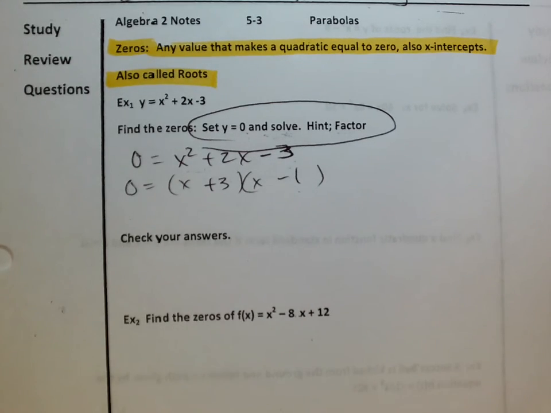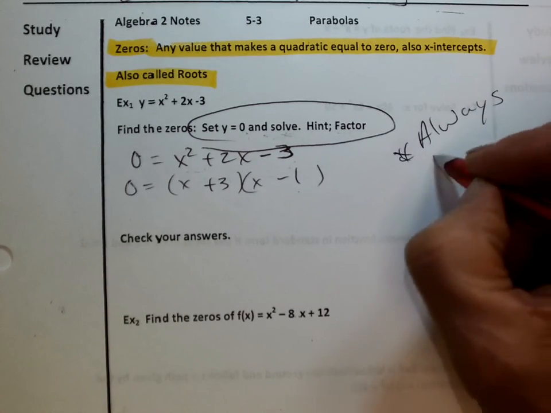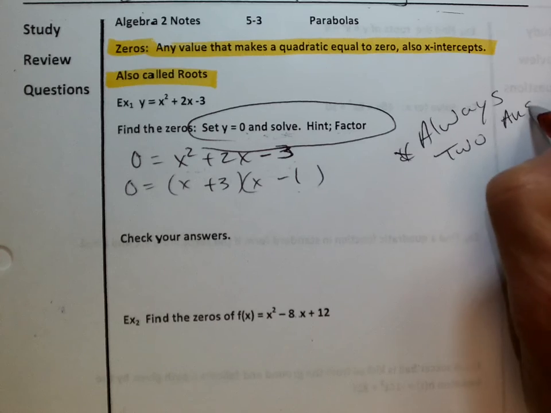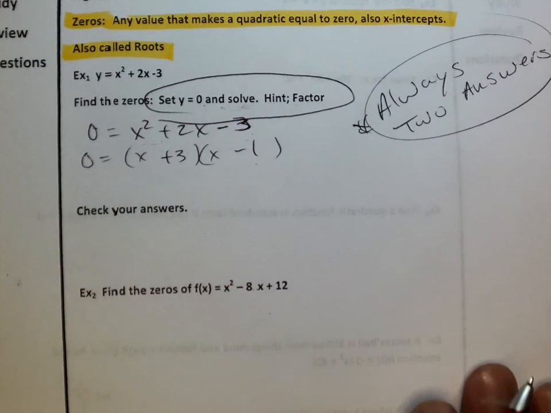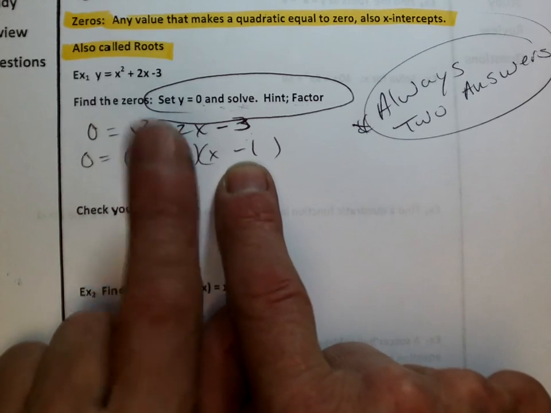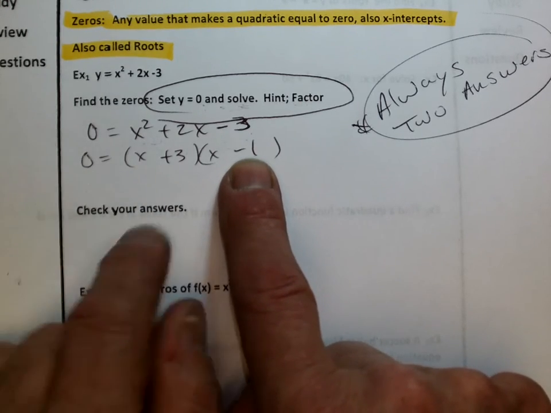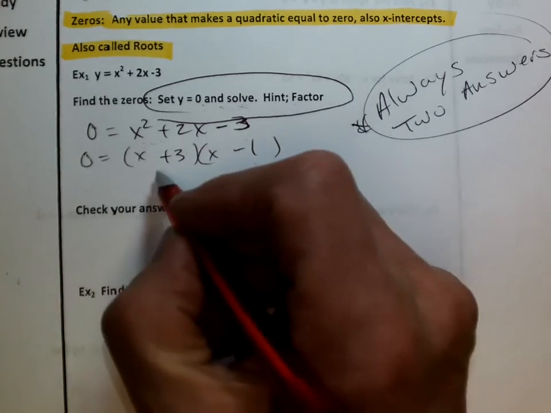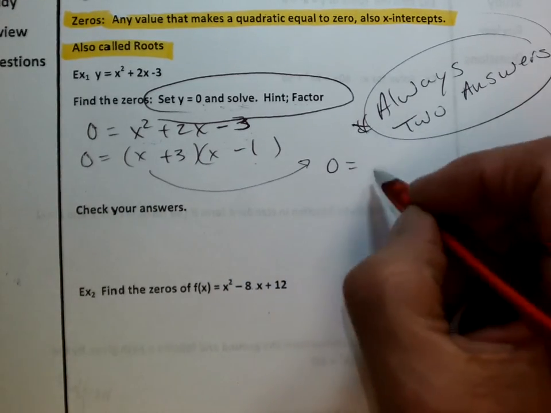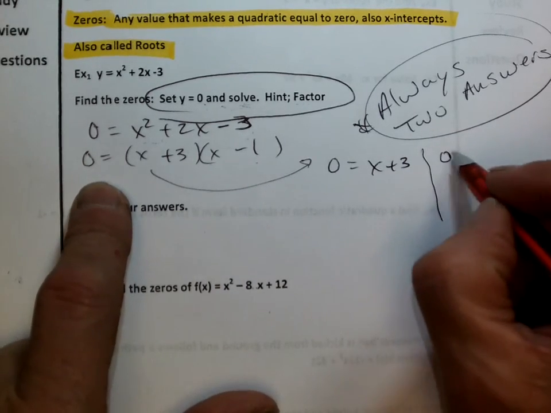Okay, so I've factored it, but I haven't solved it. So here's something I always put down here. Okay, always two answers. Always two answers. Okay, so how are we going to get two answers? It's easy. We've got two little mini equations. Our answers are looking right at us. Okay. We're going to set these two little mini equations equal to 0 and solve. Okay, we're going to get two answers easily. We're going to say, okay, well, one answer comes from 0 equals x plus 3. And the other answer comes from 0 equals x minus 1.